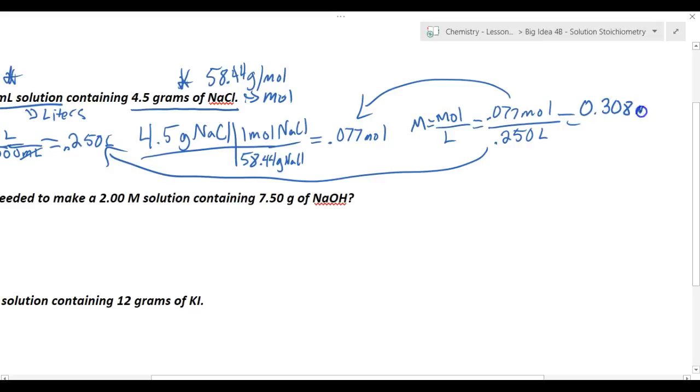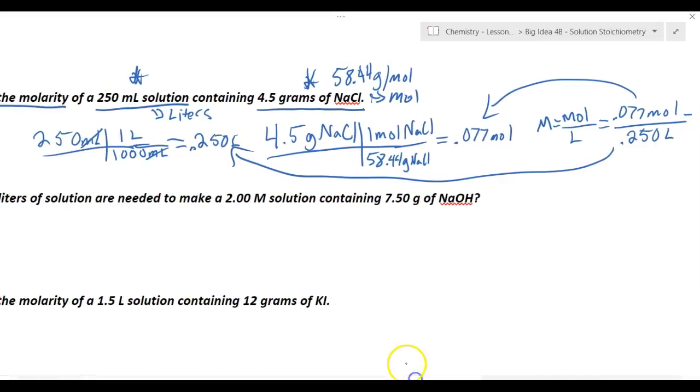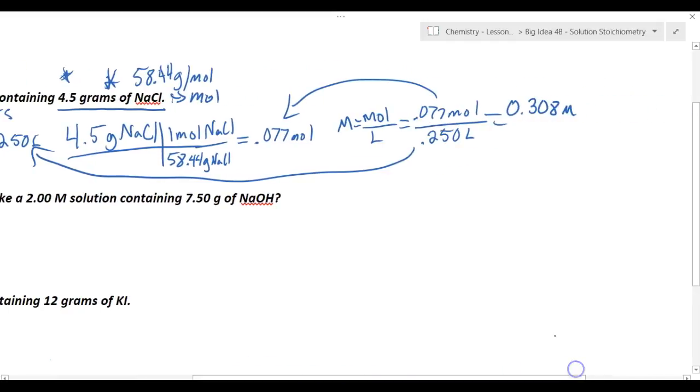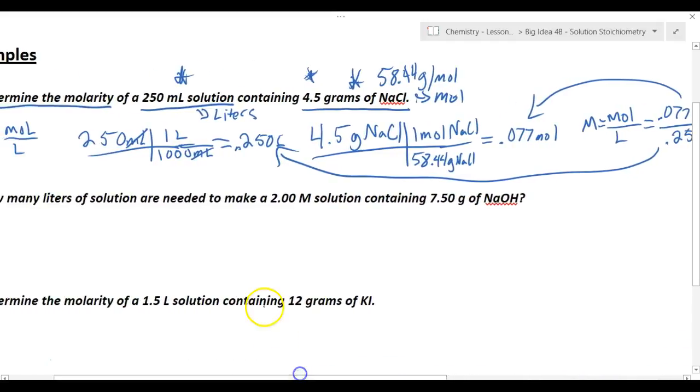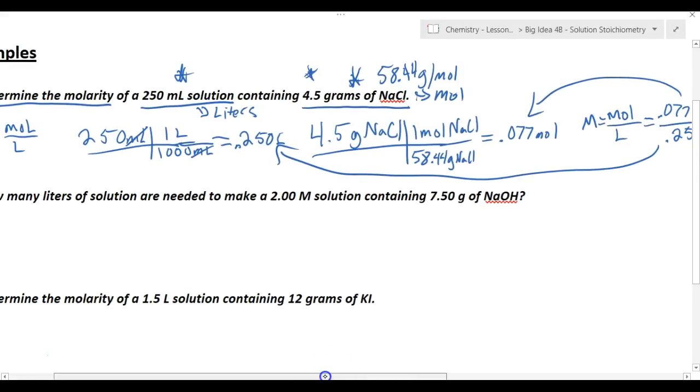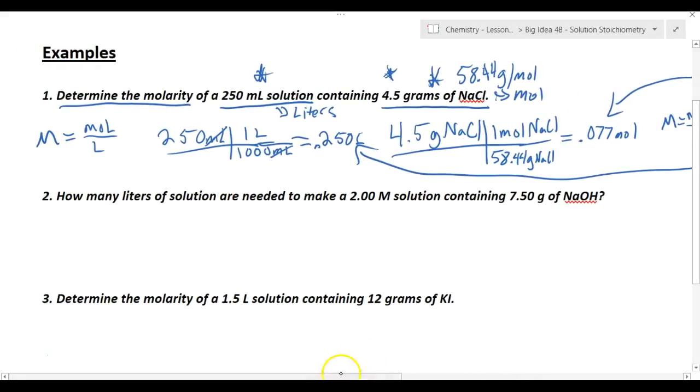We get 0.308 molarity. If we look back to our original equation, we need to have 2 sig figs, because that's our least number of sig figs in the numbers that are given to us. So it's going to be 0.31 molarity. Just like that, we're able to solve for moles, convert our milliliters to liters, and then put it into our equation and solve for molarity pretty easily.